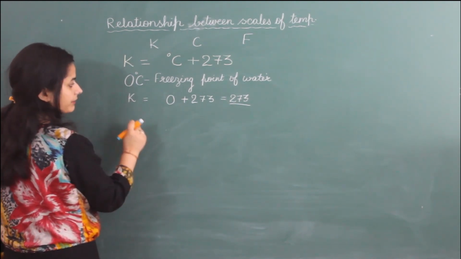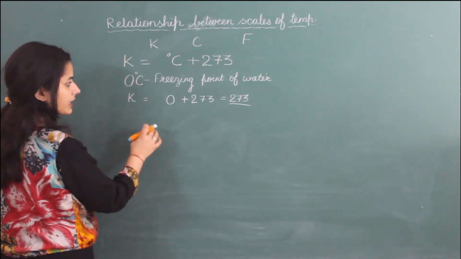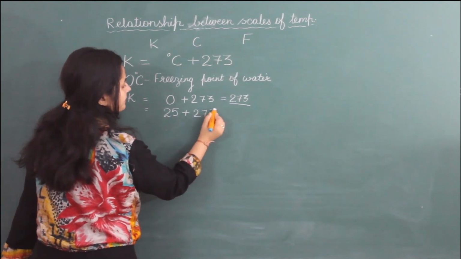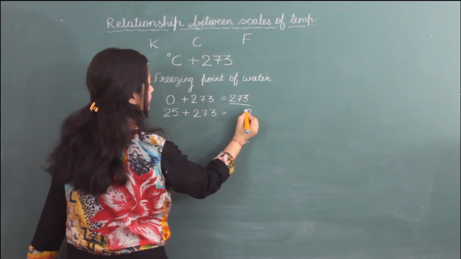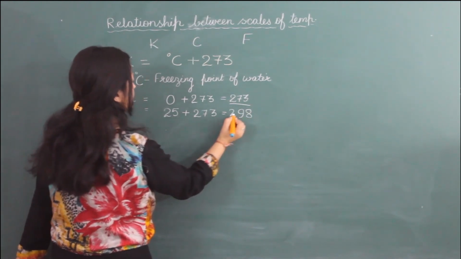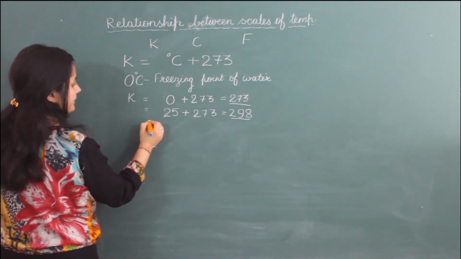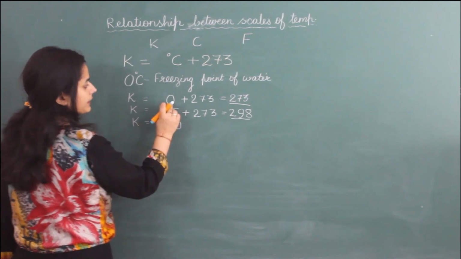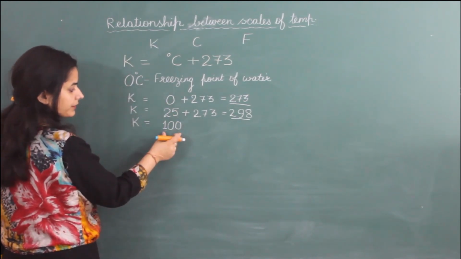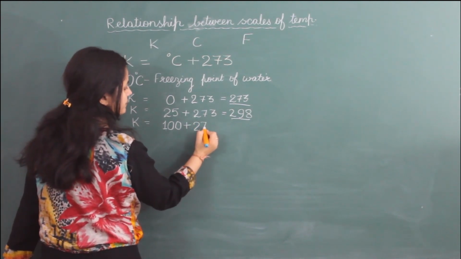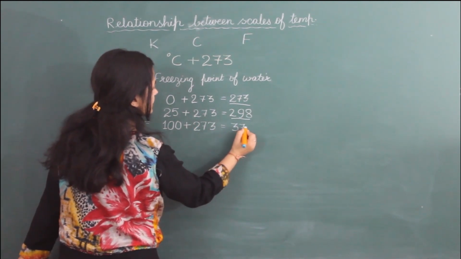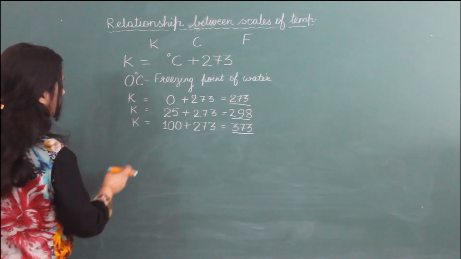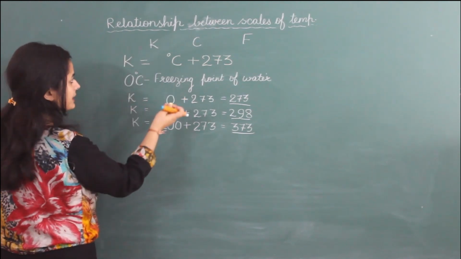Next, 25 degree Celsius and 100 degree Celsius I have given. Do it the same way. 25 degree Celsius is 298 Kelvin. And third, 100 degree Celsius: 0 is the freezing point, 25 is room temperature and 100 is the boiling point of water. Plus 273, and its value becomes 373 Kelvin.